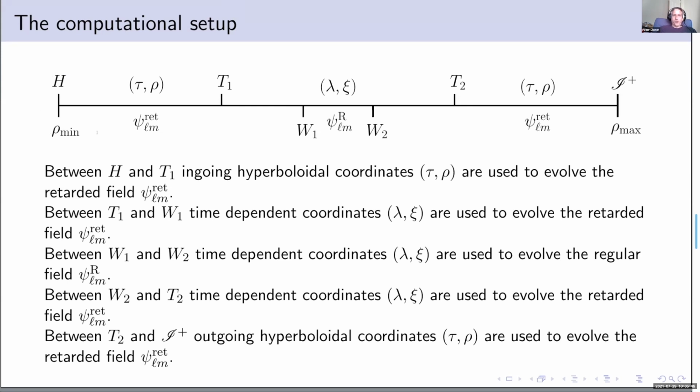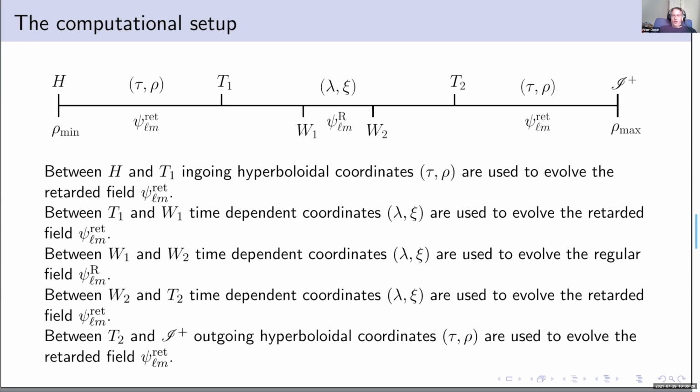In the region between rho min and T1, we use ingoing hyperboloidal coordinates, evolving the full singular or retarded field, and typically we use the coordinates tau and rho in that region. Then between T1 and W1, where W1 is the location of the world tube, we use time-dependent coordinates lambda and sigma, or lambda and psi, and in this region as well, we are evolving the full retarded field.